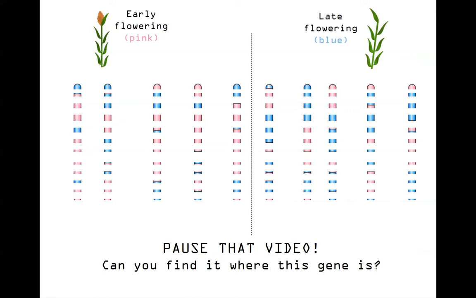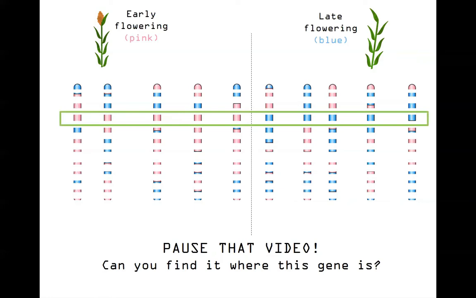Okay, welcome back. Did you guys find it? Hopefully you were able to see that this is going to be right in this region. Because again, what we're looking for is a place where the DNA that came from our original early flowering parent is always going to be present in this area. So the gene that causes it is in here, and you see consistent genotype to phenotype. Anything that's late, we're going to have DNA that came from the late flowering parent. That means that the gene is in here somewhere.